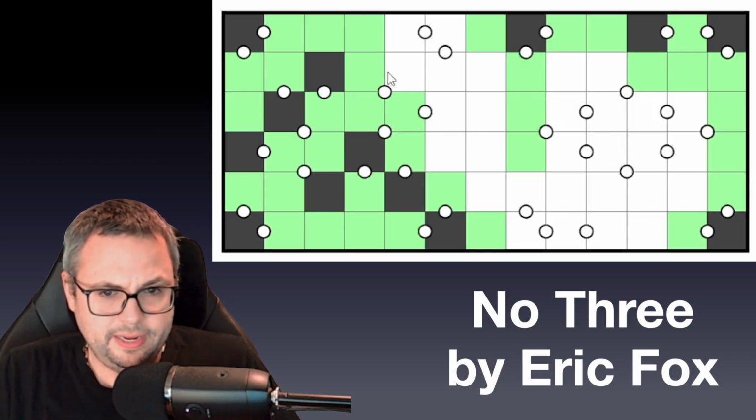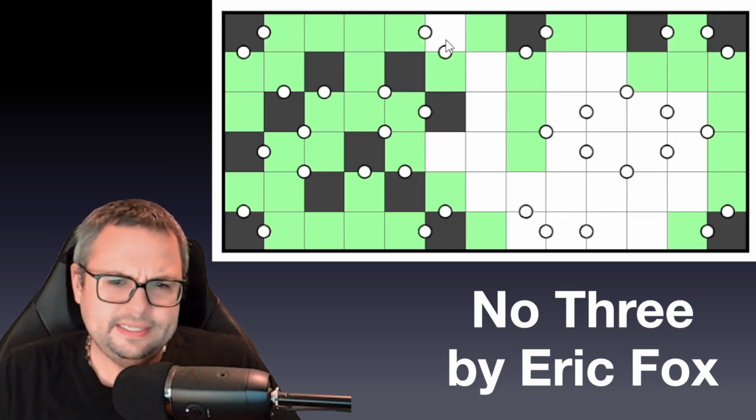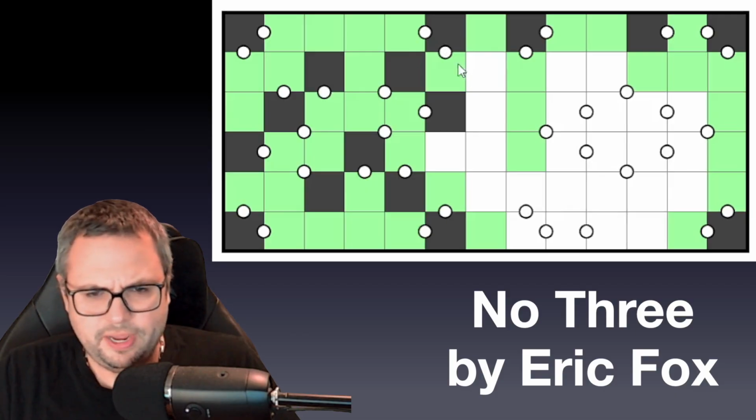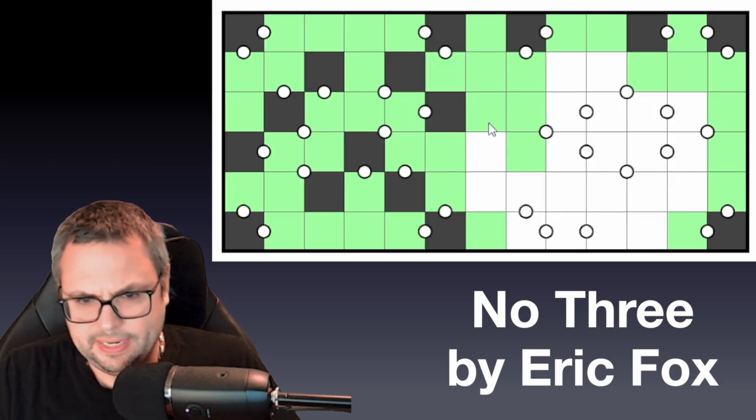I also see a couple things. This 4-way needs to have a shaded cell on it, and this one way needs to have a shaded cell on it. I don't know. That's shaded, so that's unshaded, and this is unshaded just for connectedness.